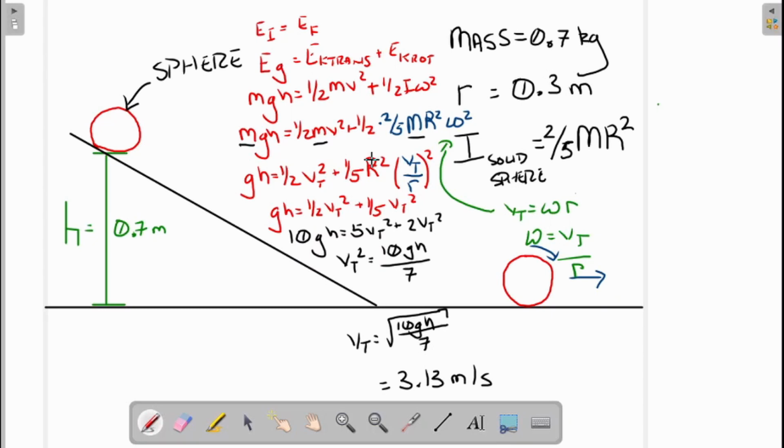When I plug in all my numbers, I get that Vt is 3.13 meters per second, which is slightly lower than what we would have previously calculated, say, for a box sledding down this hill, without slipping, without friction.